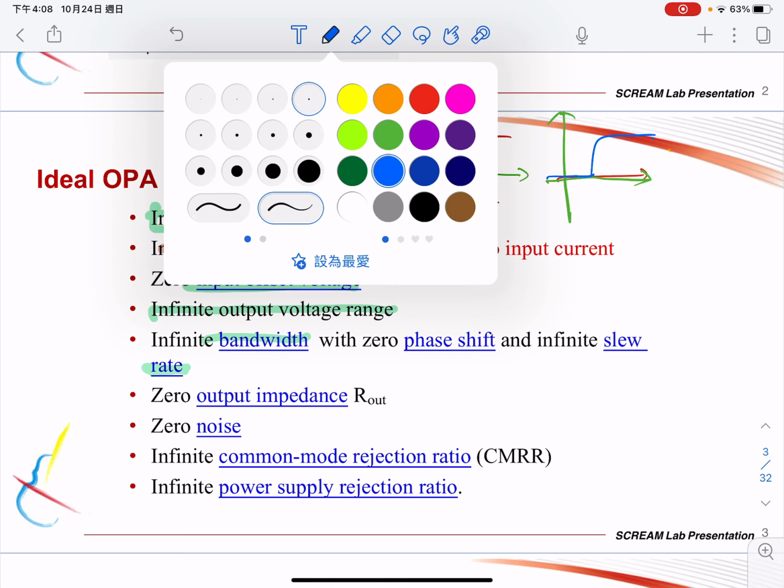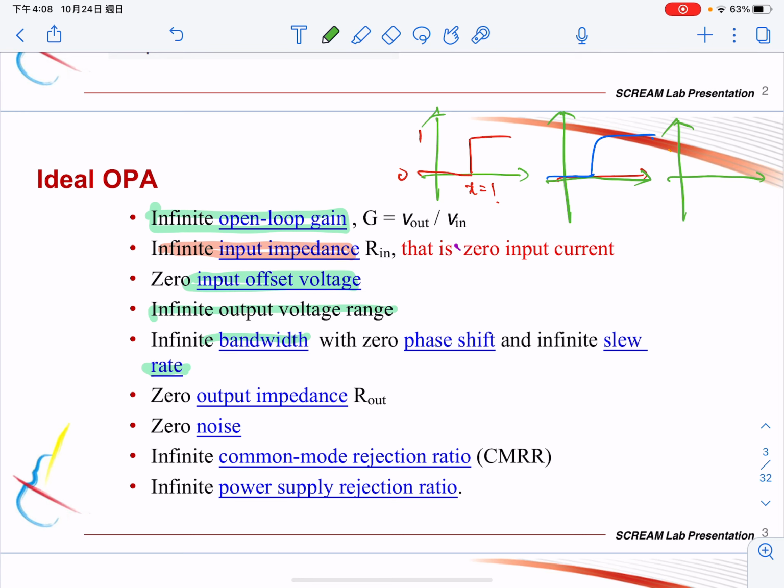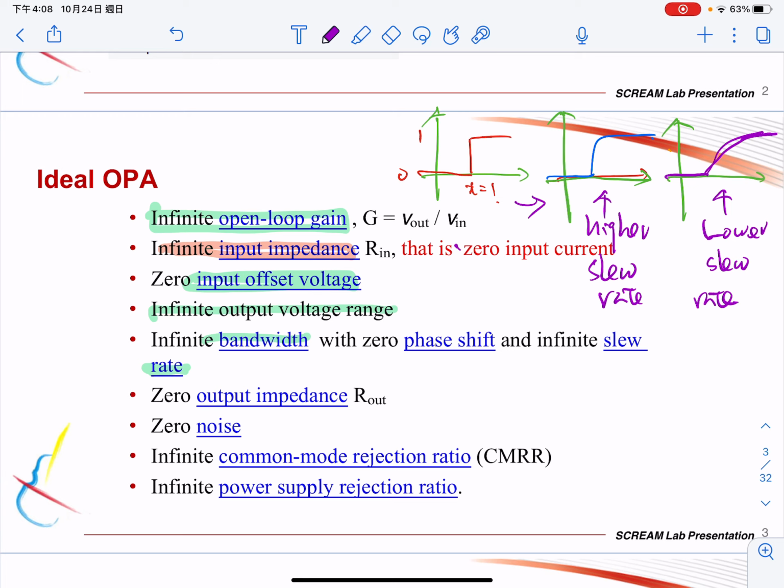We also can have a second type. This one we call a higher slew rate, because it follows the input signal faster, and the other has a lower slew rate. Of course, we usually want the slew rate as high as possible. So we want infinite slew rate. Okay, next, go to the next one.